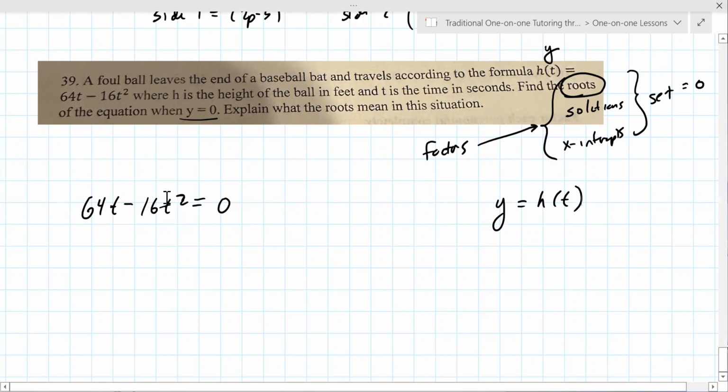What do you always try first? Greatest common factor. Yes. And you kind of said it already, but what is the greatest common factor? I think it's 16. I think 16 goes into 64. Anything else? 16t. Yes, and it does go into 64. It ends up being 4 minus t. Yep. Equals 0.